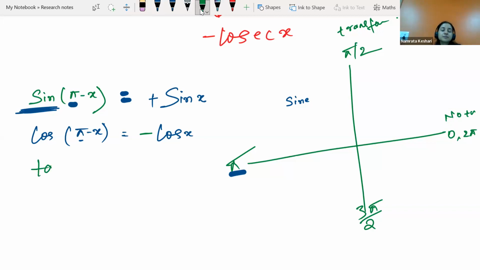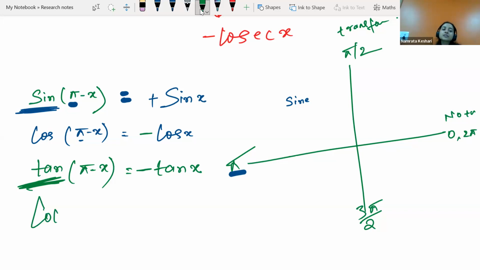Tan. It will not change. The function will not change. The question is, will it be positive or negative? So tan is there in the second quadrant. This tan we are thinking about, not that output. Okay, coincidentally here the output is also the same, but every time it will not be the same. We know that the function also changes. So tan of pi minus x is negative tan x. Okay, cot of pi minus x is cot x only, but positive or negative?